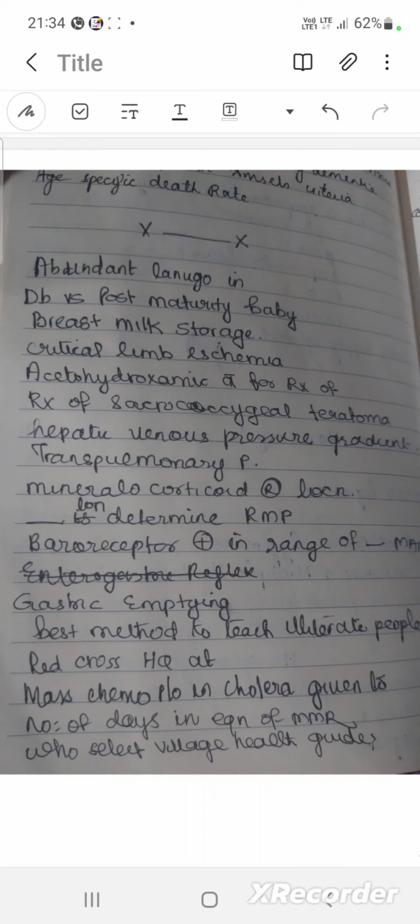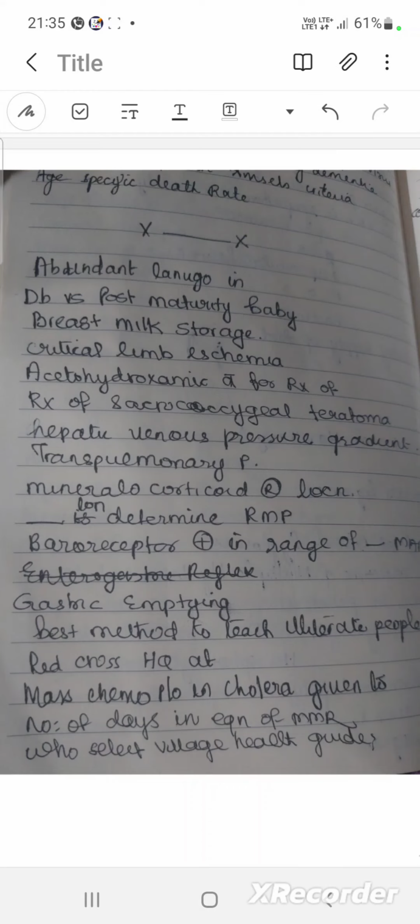The next is gastric emptying. Now we have to know the factors affecting gastric emptying. Gastric emptying is increased by parasympathetic, motilin, carbohydrate food, isotonicity, and stomach distension. Whereas sympathetic will decrease emptying, and fat and proteins take more time to empty.